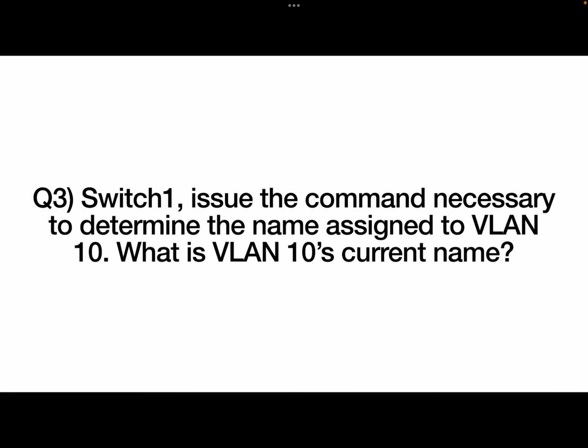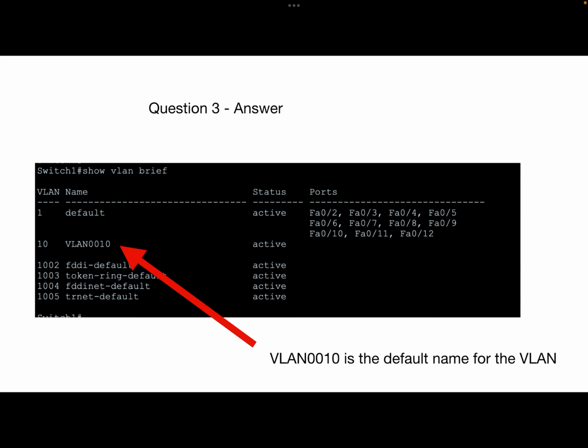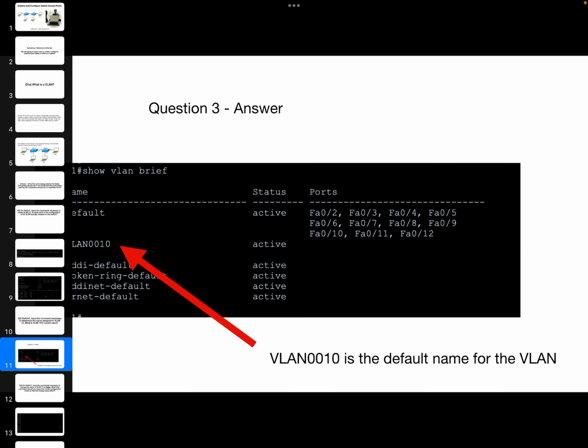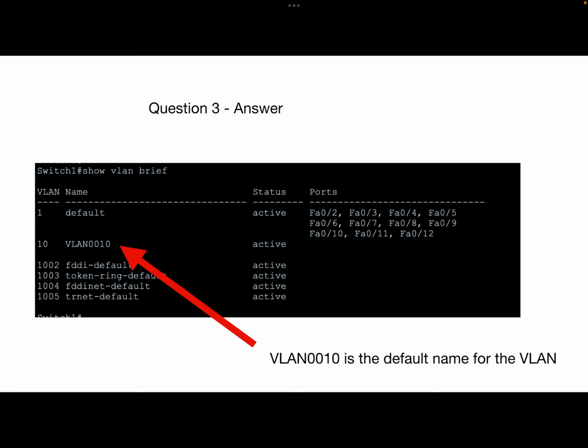Now, question 3: on switch 1, issue the commands necessary to determine the name assigned to VLAN 10. What is VLAN 10's current name? Well, we've already done that here. When you go into show vlan, you can see the name of the VLAN, and it's just VLAN0010, which is the default name that would be given to it. Now, you can change that to sales, for example, or HR, or marketing, or finance, or whatever department you want to name it to. You can name it anything you like. You can name it donuts, for example.